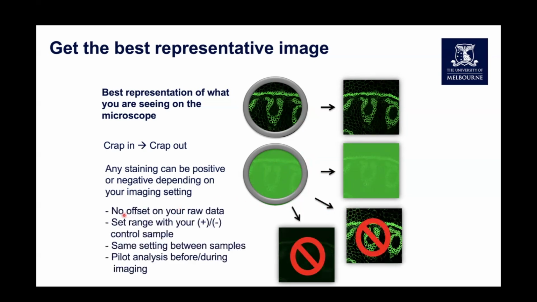When we are setting up these experiments, then we suggest you don't use offset on confocal. So that's a way of clipping the low intensity values. We would set your acquisition settings using positive and negative control. So something that you know is going to be the brightest, something you know is likely to be the dimmest. You should be trying to acquire with the same settings between samples, especially on data sets that you want to directly compare. And we also suggest you run a pilot analysis before and during your imaging as well, just to make sure you've done the entire workflow at least once before embarking on a large project.